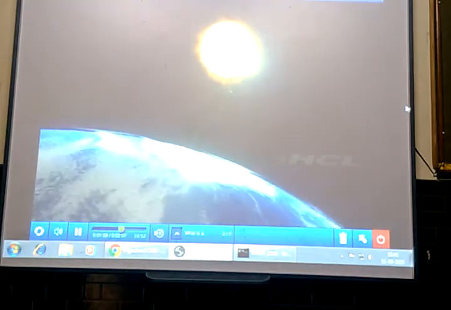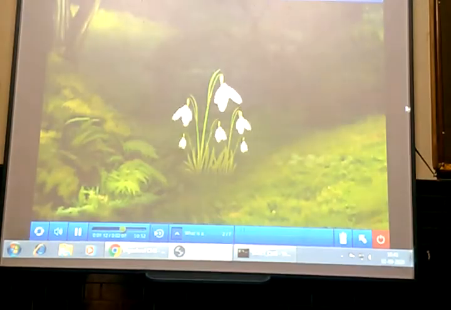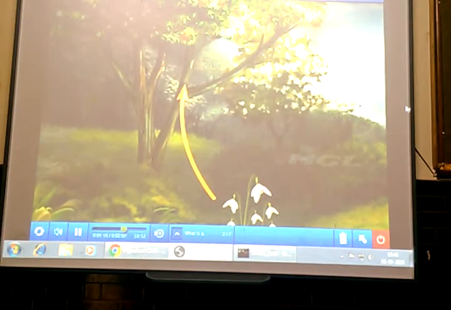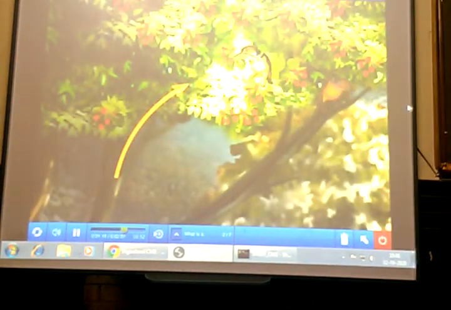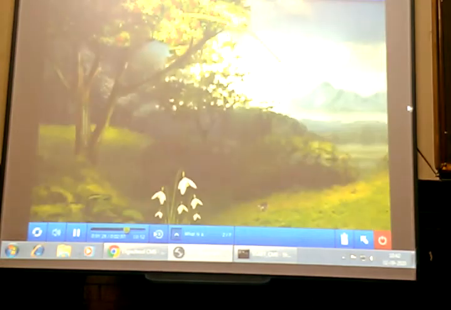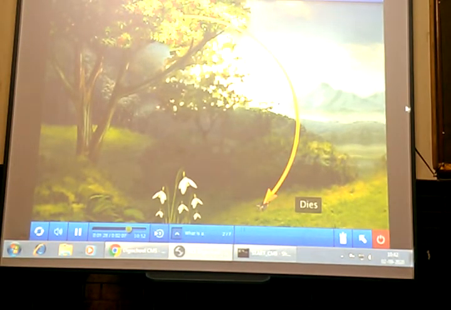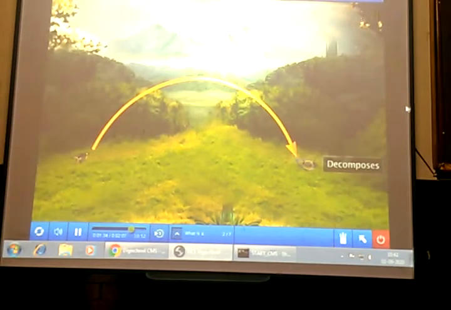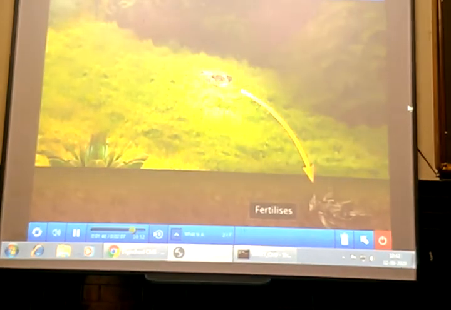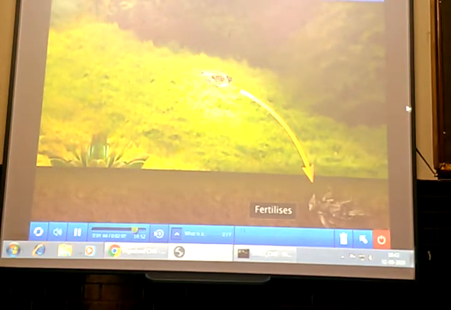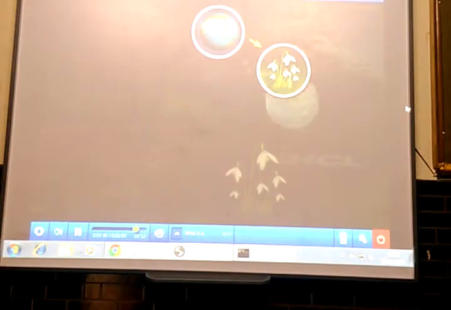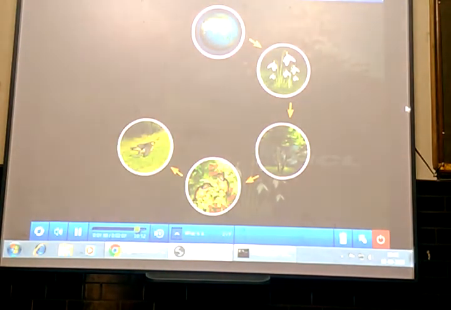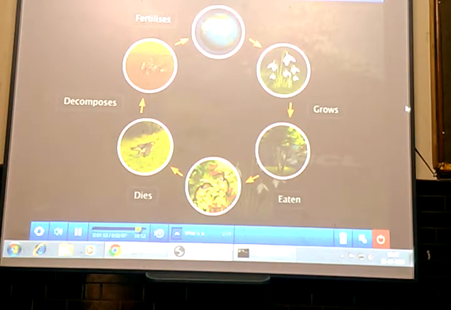The climate and other factors of the immediate surroundings give rise to vegetation. These are eaten by certain birds and animals. When they die, all living things return to the soil. They decompose and as a result provide nutrients to the soil. The nutrients fertilize the soil and more plants grow. This cycle continues, proving the interdependency between the different components of the ecosystem.